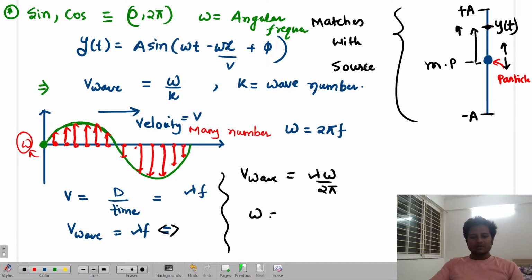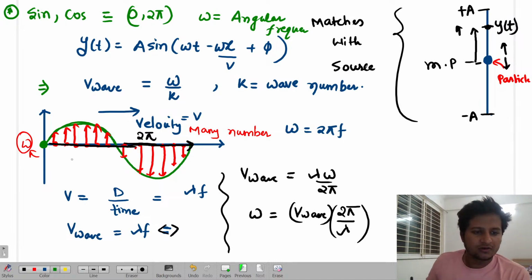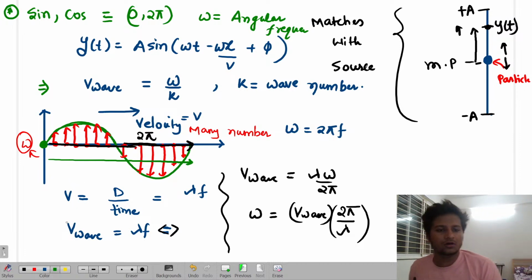And then this omega was written as velocity of wave into 2 pi by lambda. What do you think? What is this 2 pi by lambda? You look over here, the total length from here to here is basically how much? 2 pi. For a sine graph, the length is 2 pi. And wavelength is the particular length, or you can say the length of the disturbance in that 2 pi time period.